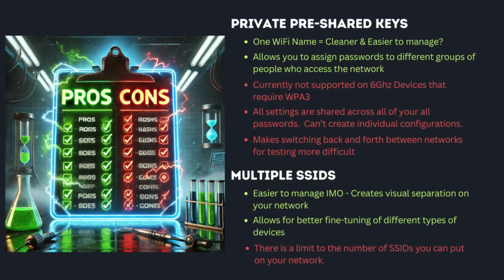So when you get into the multiple SSIDs or multiple Wi-Fi names, this is the route I kind of recommend. There are some limitations, but this is the route I typically recommend. I like this better. To me, this is cleaner, okay? And it's easier to manage. And there's a reason for that, and you're going to get some visual separation on your network, okay? And I'm going to show you what that looks like here in a little bit.